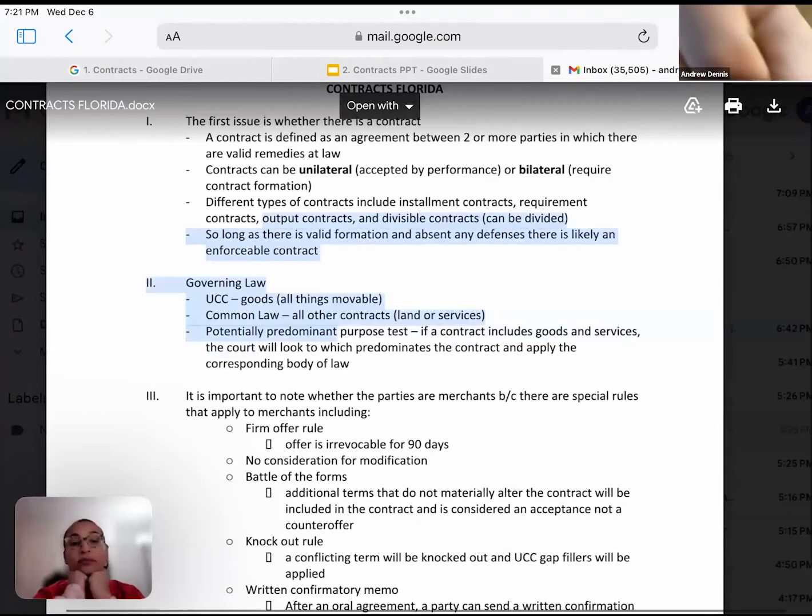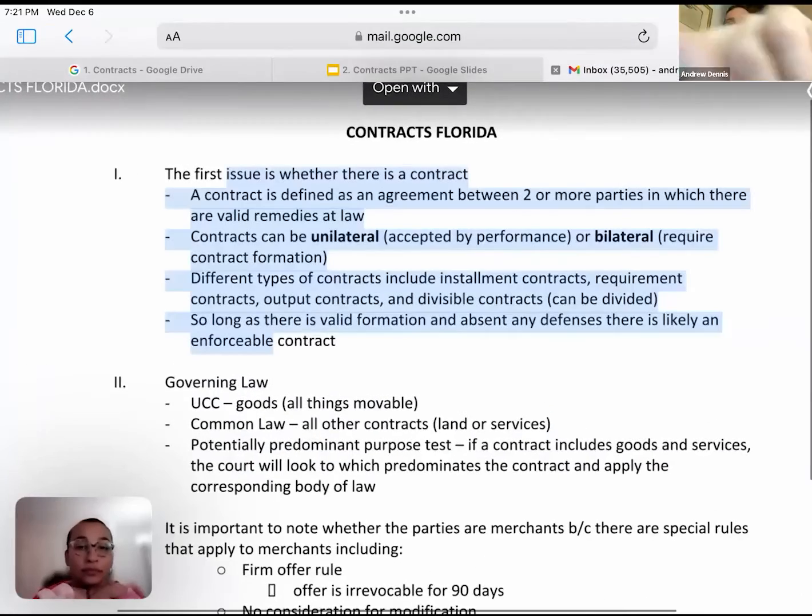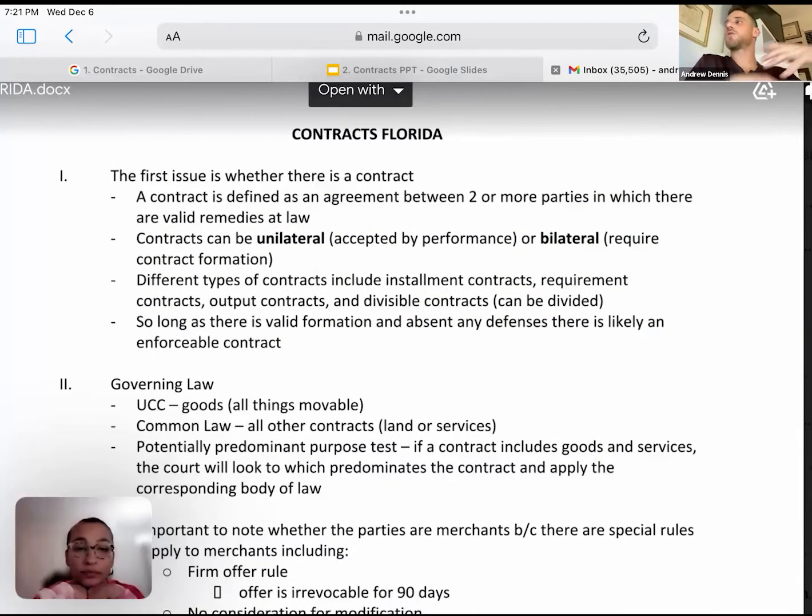So some things that you can note about the first issue is whether there's a contract. I told her to assume that there is a contract absent any defenses, and so long as there's valid formation, meaning it looks like a contract, it smells like a contract, it's probably going to be a contract, because a contract is an agreement between two or more parties, and there are two or more parties here, there is an agreement, so there's probably a contract. We're just going to analyze it a little bit more. And it's probably a type of contract, and we can get points for discussing what type of contract is it.